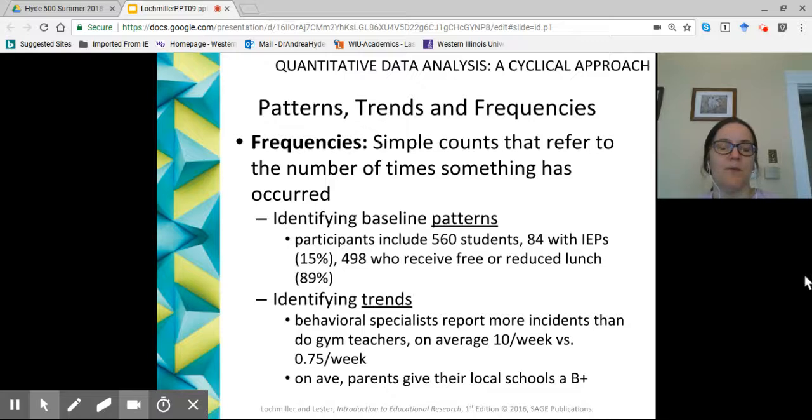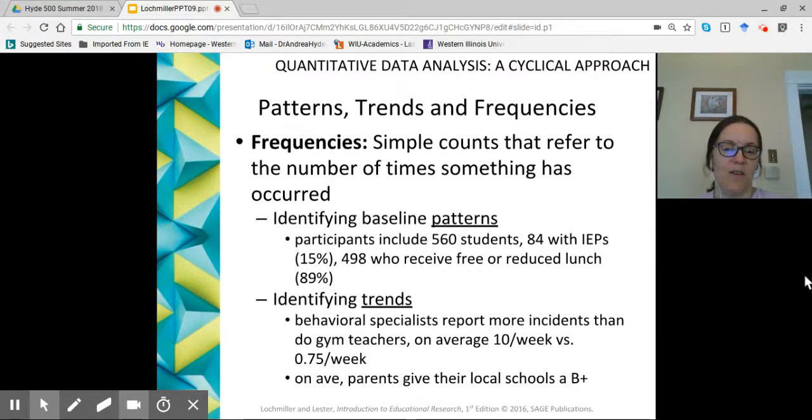For example, participants include 560 students, 84 with IEPs, that's 15%, 498 who receive free or reduced lunch, and that's 89%. So if you're just describing your population before anything has been manipulated, before anyone has been assigned, you're just describing. And then you can also use frequencies to identify trends. For example, in a study I did, behavioral specialists report more incidents than do gym teachers on average, 10 a week versus 0.75 behavior referrals a week for classroom teachers.